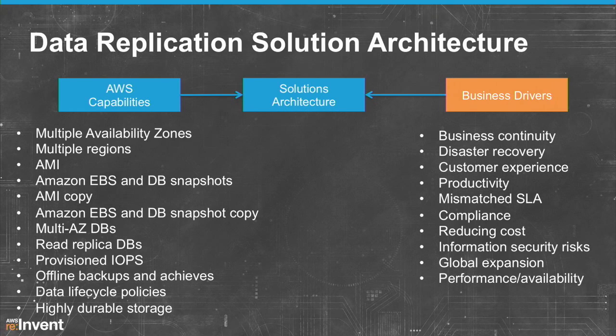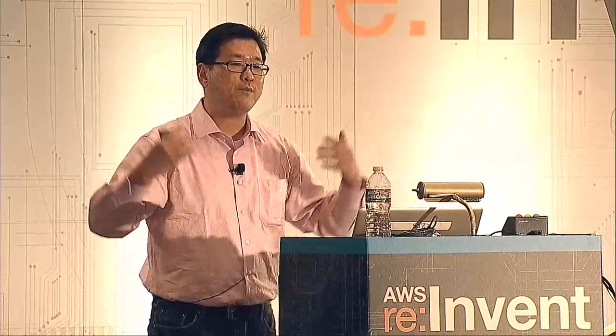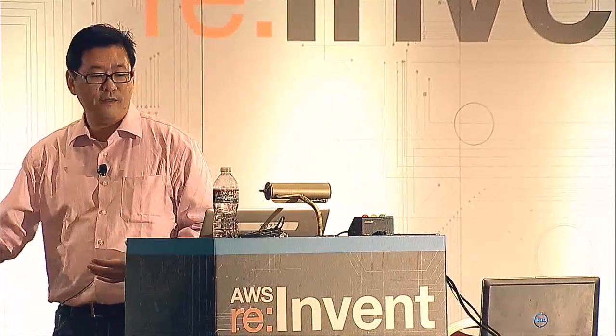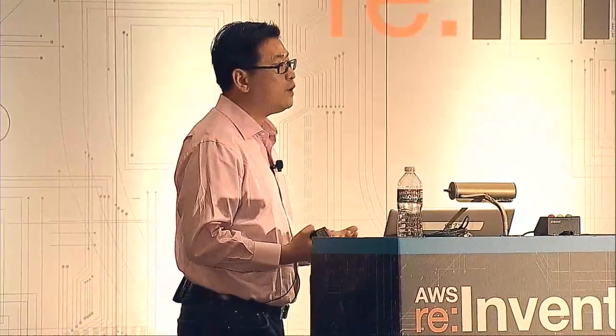And as you know, we release these capabilities rapidly. I mean, we've been innovating so fast, sometimes it's so overwhelming. And we really need to have some kind of framework where you can process these different types of capabilities and options and be able to understand the business drivers at the same time before you can come out with a solution architecture.